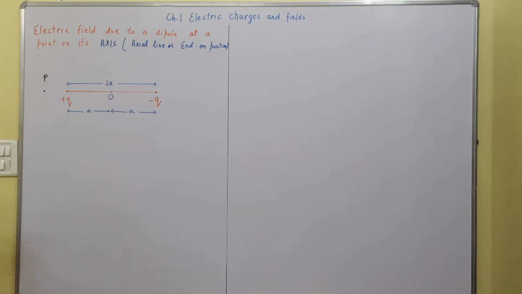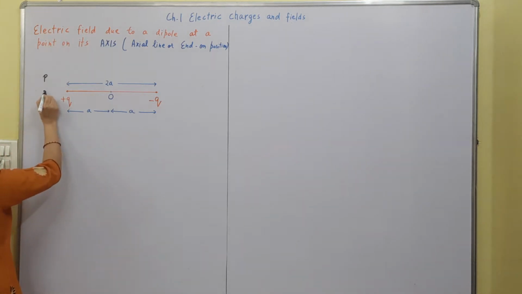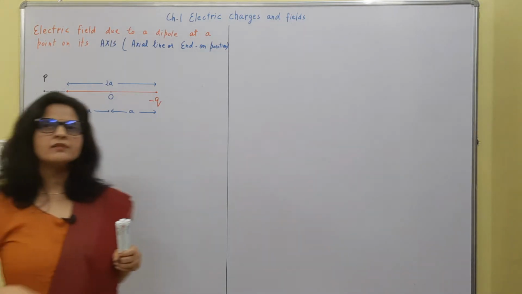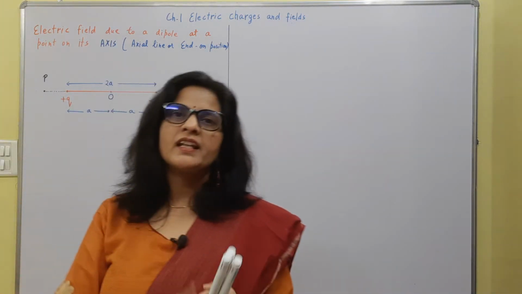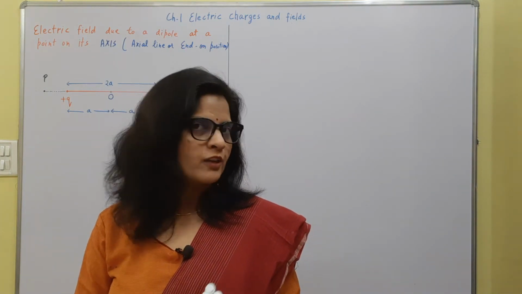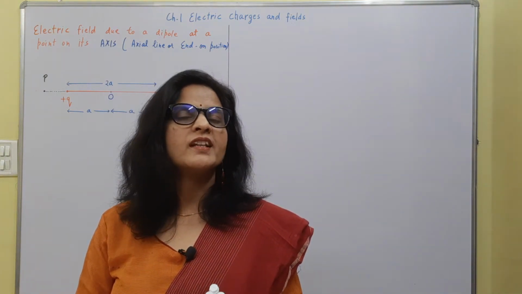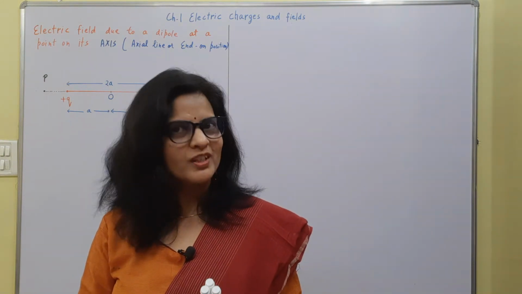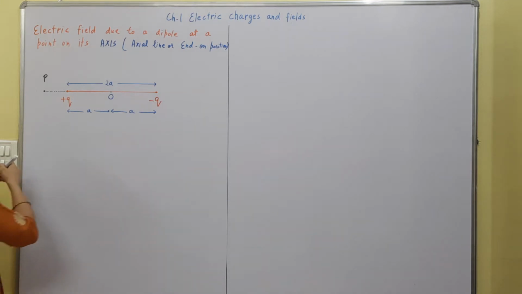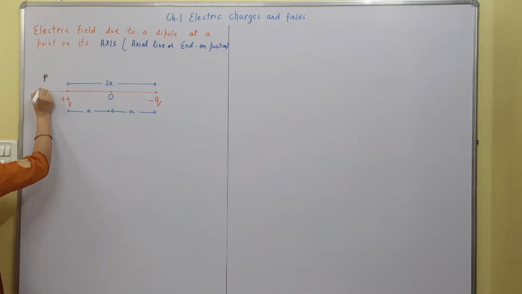So I will extend this line. And what do we do to find the electric field at any point? Do you remember? For finding the electric field at any point, we place a +1 charge over there. Why do we place a +1 charge? Because we know that electric field is the force acting per unit charge. So that's why we have to place a +1 charge over here. That's for our reference, right?